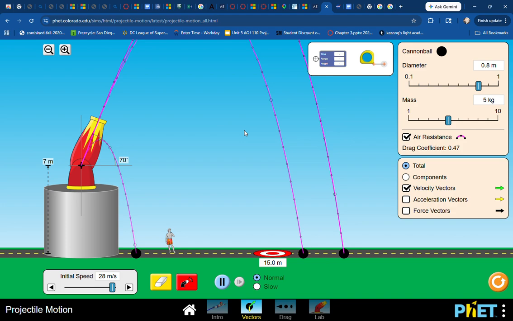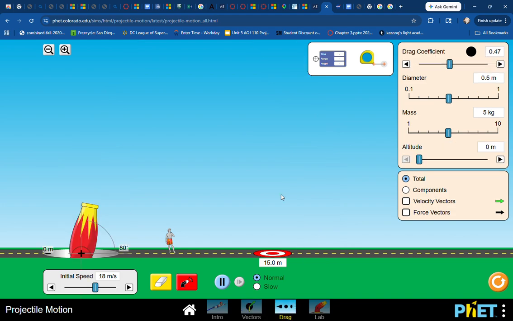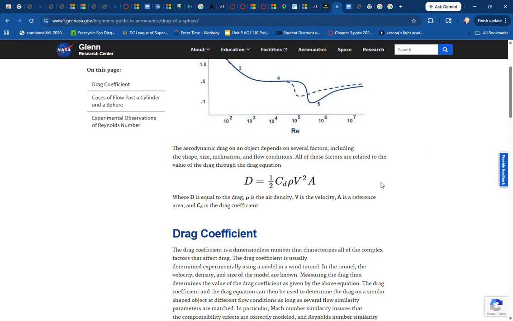I will now explain drag using the simulation. When we are working with items traveling through our atmosphere, we must take into account the opposing force of drag, or air resistance. The drag equation tells us that drag is equal to the drag coefficient times 1/2 the air density times the velocity squared times the cross-sectional area on which the drag coefficient is based. You can see here on the NASA website.